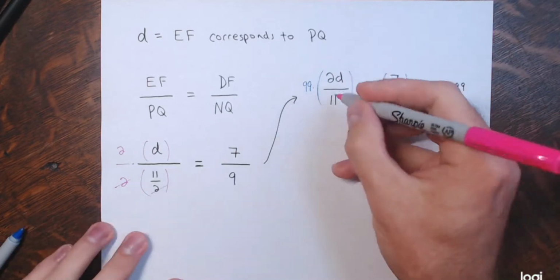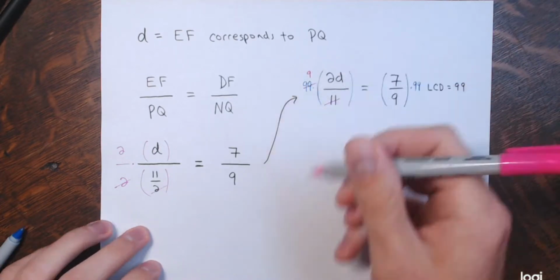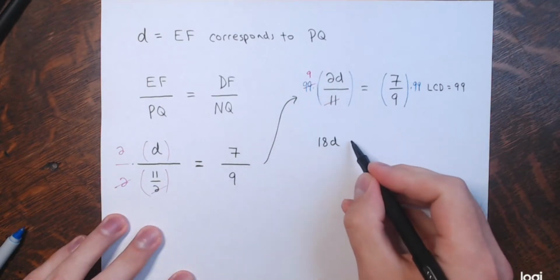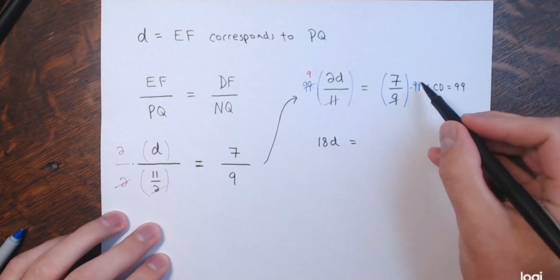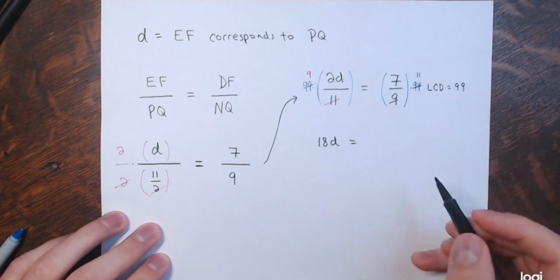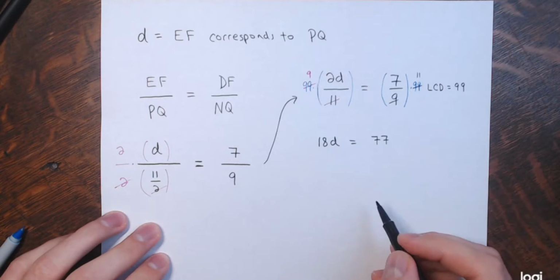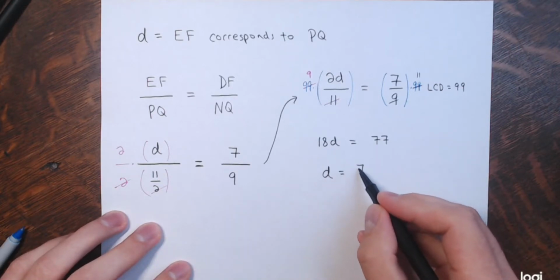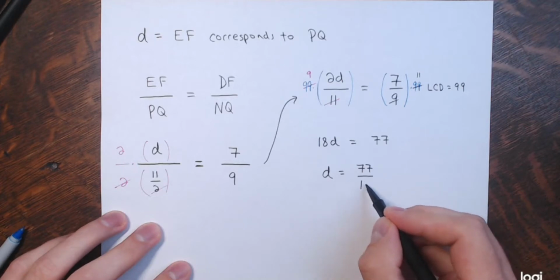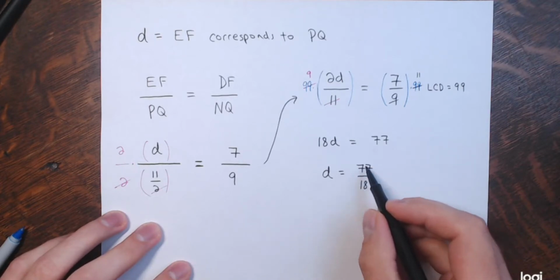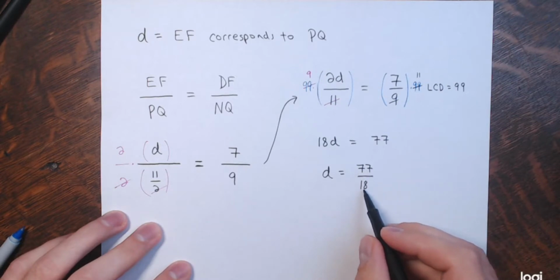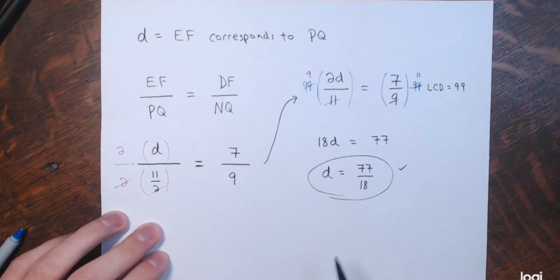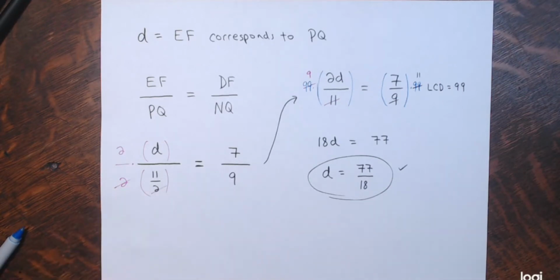On the left side, 11 goes into 99 9 times, so I'm left with 9 times 2d, which is 18d. Right side, 9 goes into 99 11 times, so I'm left with 7 times 11, or 77. Then I would divide by 18 to get d alone. d equals 77/18. These don't have any common factors. That's 7 times 11, and this is 2 times 3 times 3. There are no common factors, so that's as simple as that gets. And please, go back and check it in the original equation if you want, but that should work out.